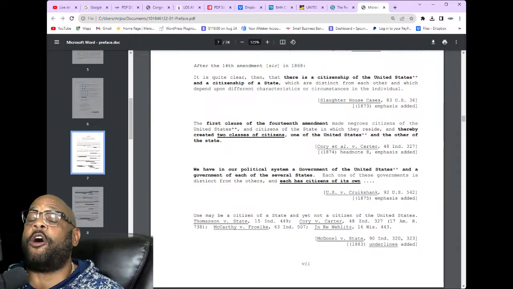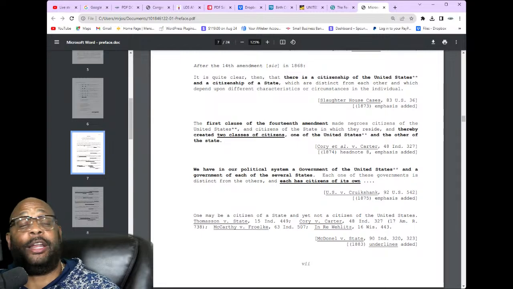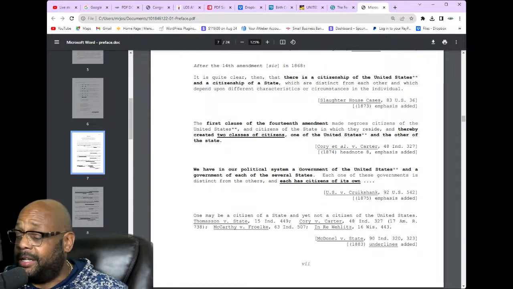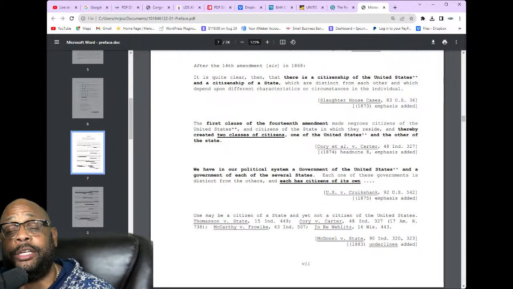Now, this is what we're talking about when we do the state citizen passport. Why are you trying to take us off the internet? This is what it says right here, that there are state citizens and then there are federal citizens. Okay, we understand that there was no such thing as a U.S. citizen prior to the 14th Amendment.